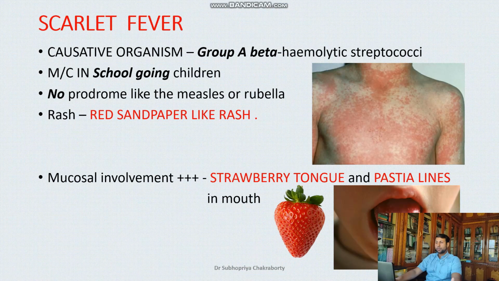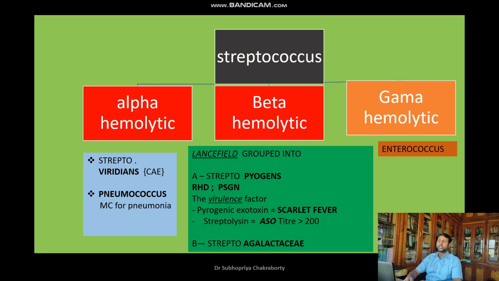This is the classic strawberry tongue and the Pastia lines in the mouth, and we can see the classical sandpaper-like rash mostly on the chest area. It is also an erythematous type of rash caused by group A beta hemolytic streptococci, most common in school-going children.